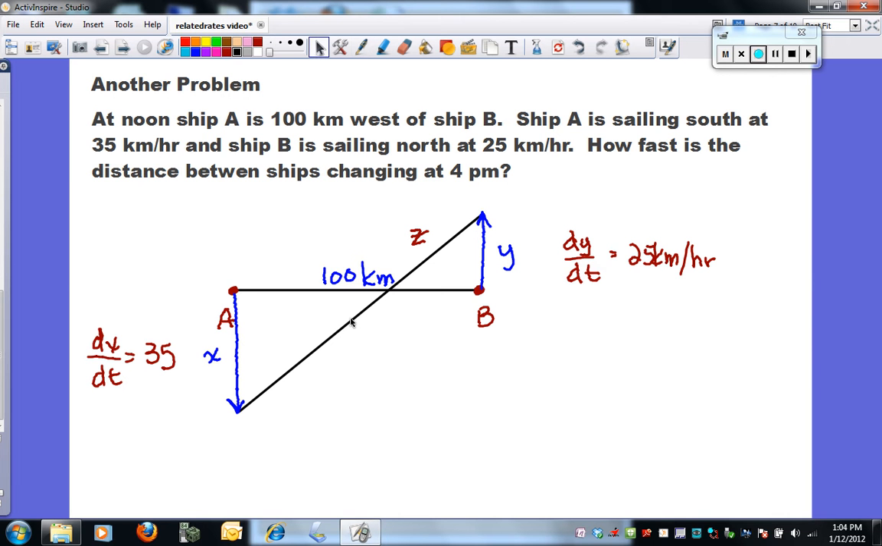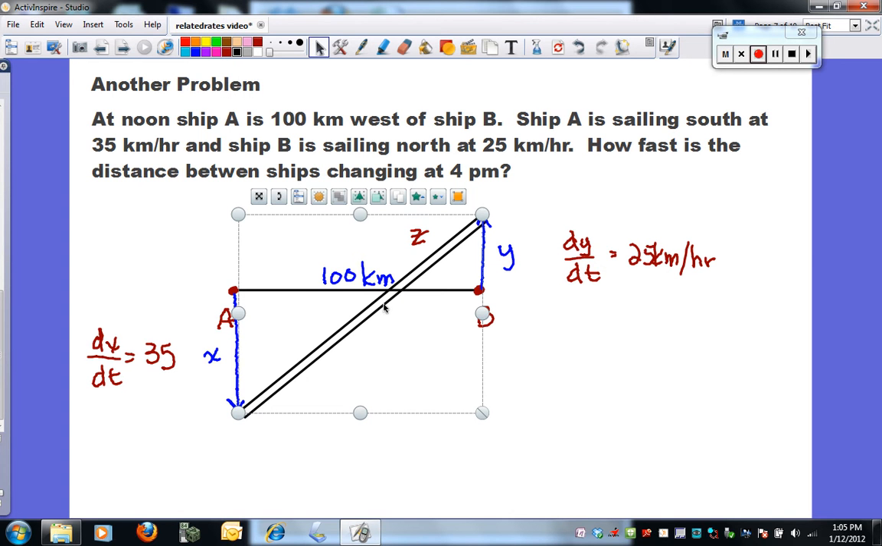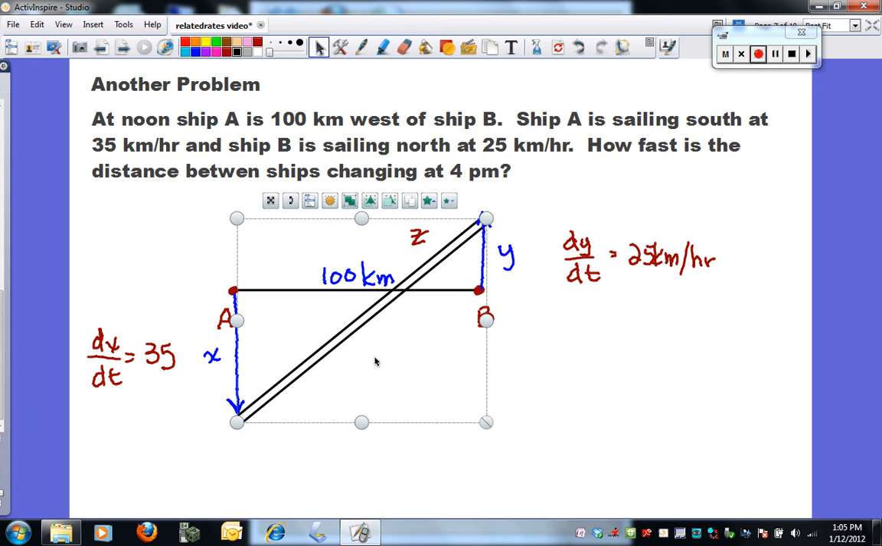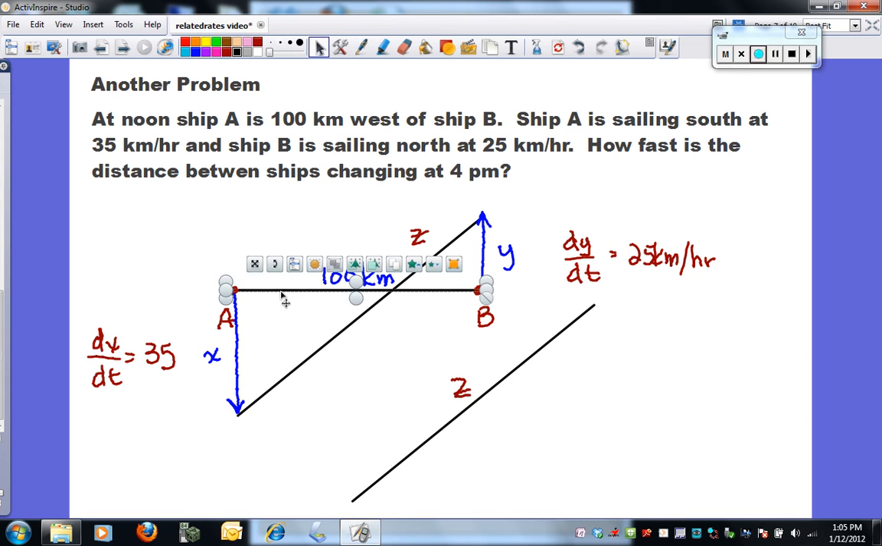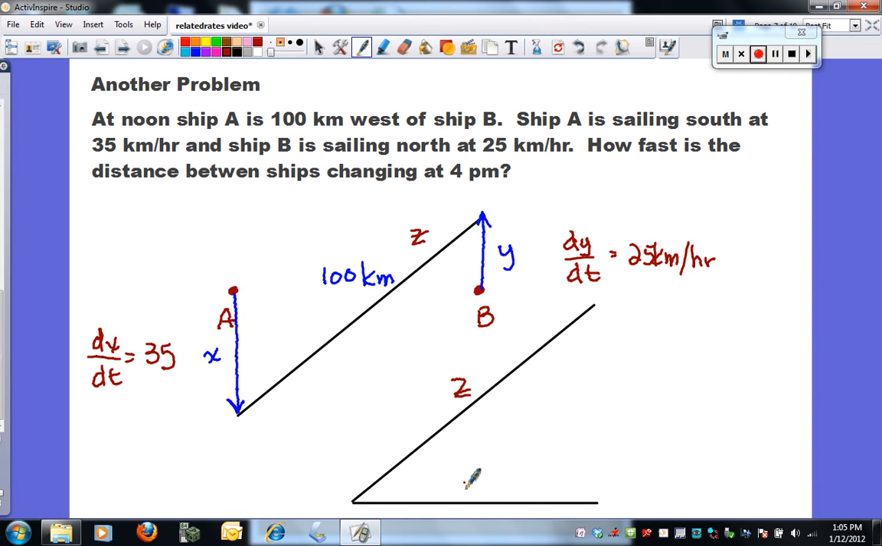We know that this is what we're trying to find, so I'm going to select it, copy it, and paste it down here. Just one of them. So there it is. There's that z that we found. We know that the distance here is still 100 kilometers.